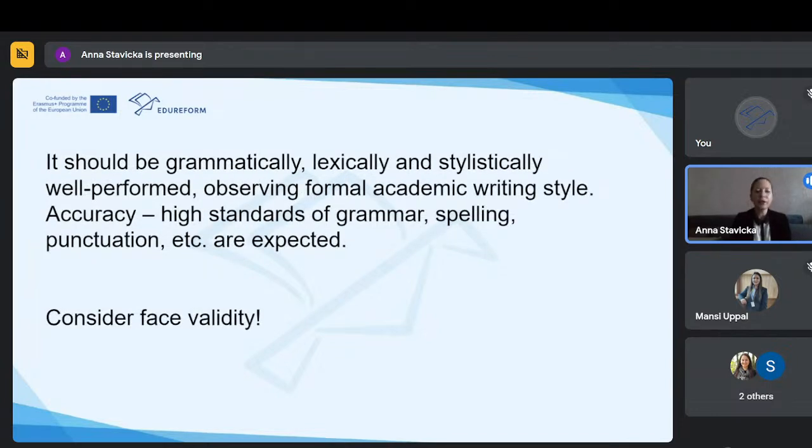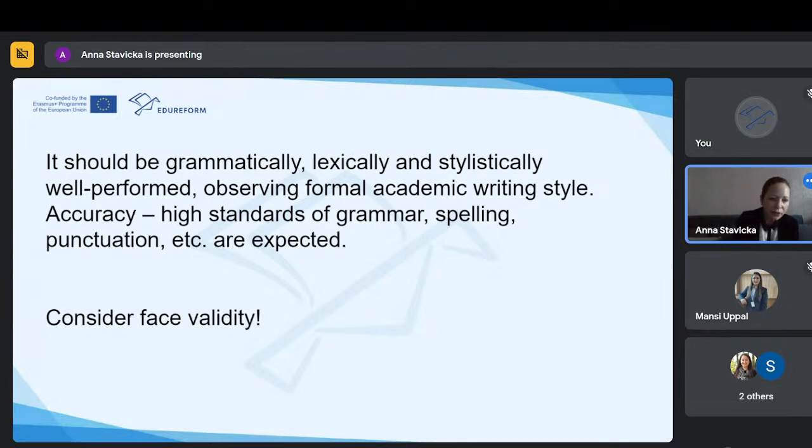No need to say, but still I will shed light upon the points which sometimes become barriers to successful publications, and these are the issues of accuracy in language and high standards of language. It should be grammatically, lexically, and stylistically well performed, observing formal academic writing style. Accuracy stands for high standards of grammar, spelling, punctuation, etc.